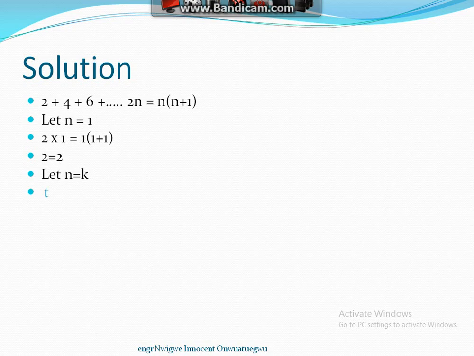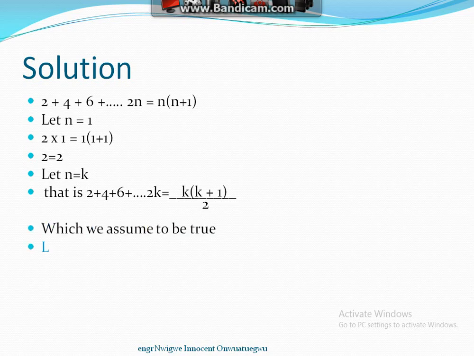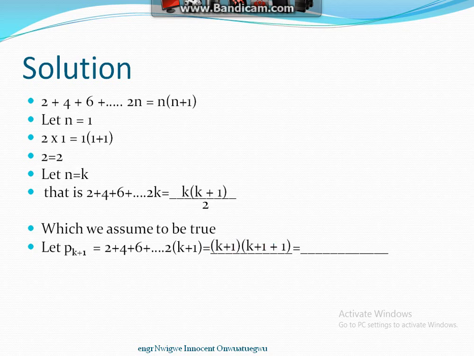We have that 2 plus 4 plus 6 up to 2k is equal to k in bracket k plus 1 all over 2, which we assume to be true. Let p be equal to k plus 1, which is 2 plus 4 plus 6 plus up to 2 in bracket k plus 1 is equal to in bracket k plus 1 times in bracket k plus 1 all over 2.